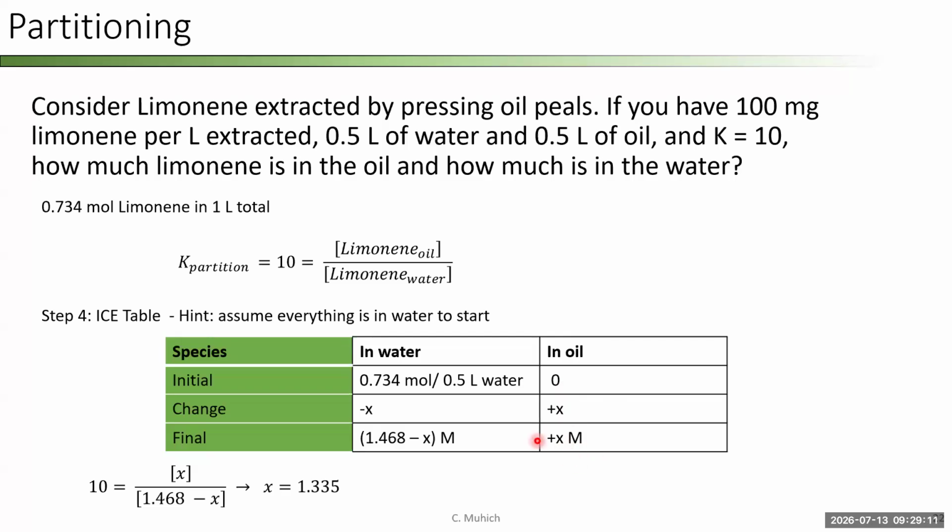That leaves a final concentration of x in the oil. So I can take my final concentrations and plug them into the partition equation. This gives us 10 equals x over 1.468 minus x. I can solve this equation, and when I do, I find that x is 1.335. So I can plug that in. In the end, our water is 0.133 molar, and our oil concentration is 1.335 molar.